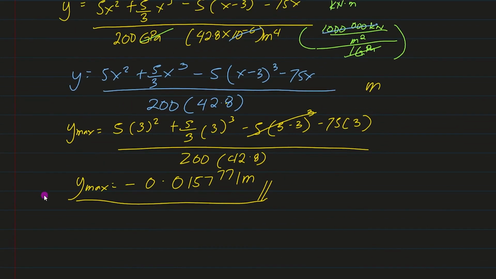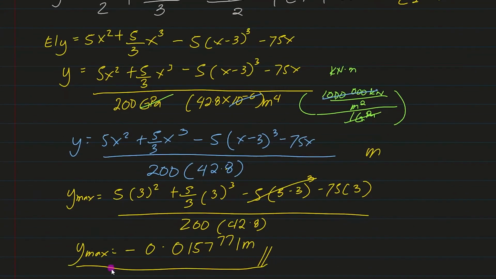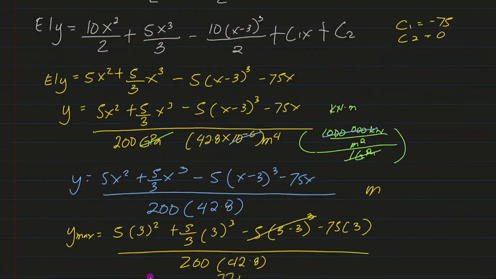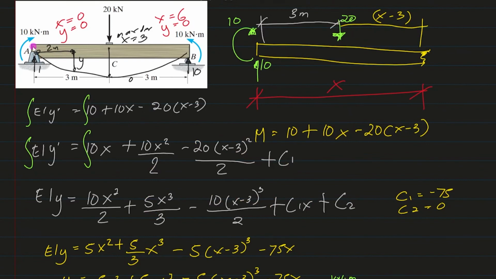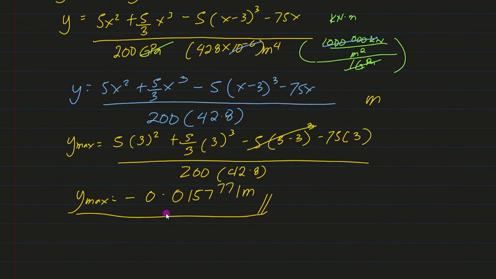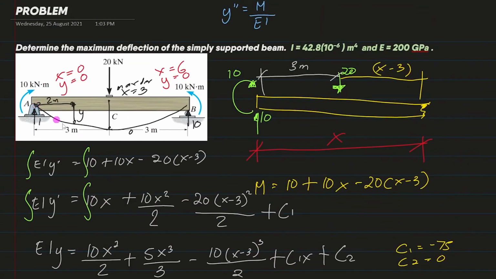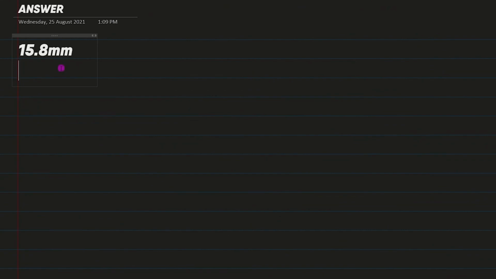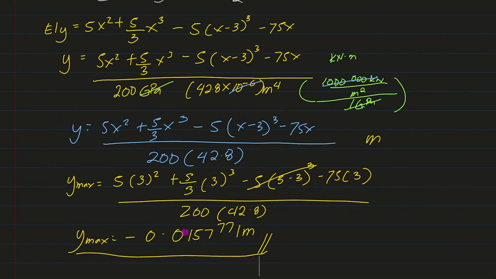Okay, I think that's it. The negative sign means that the deflection is downwards. If it's positive, the bending would go like a sad face. But if it's negative, that's correct, because we expect it to go downwards. So, if we check our final answer, it's 15.8 millimeters. We just convert this to millimeters by multiplying by 1,000, so move the decimal 3 places, 1, 2, 3. It becomes 15.77 mm, which is also the same as 15.8 millimeters.